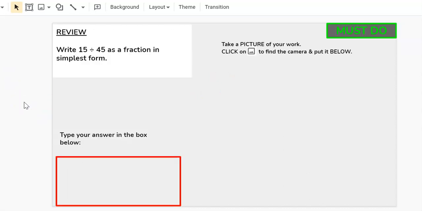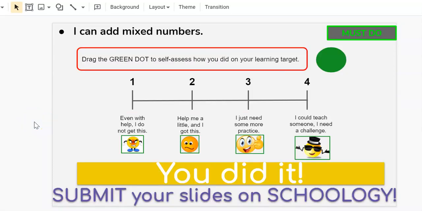And then you have a review problem where you're going to review what we learned on Monday, right? Rewrite this division expression as a fraction and then simplify it. Then rate yourself on how you did today and submit your slides on Schoology.